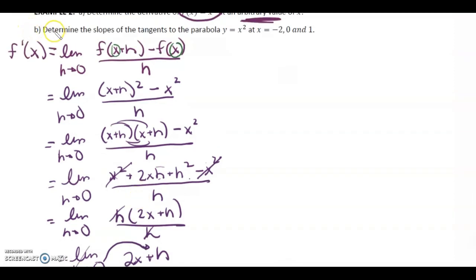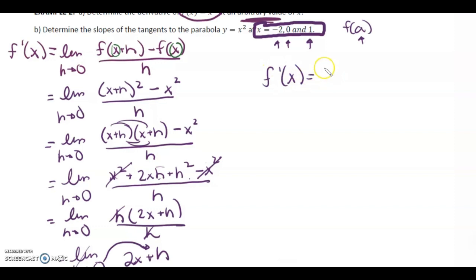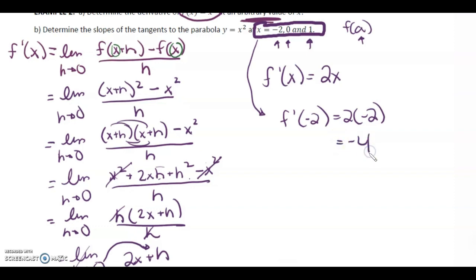So for b, it asks us, determine the slopes of the tangents to the parabola y equals x squared at these 3 points. Following the f at a formula, where we actually sub in the a, would be very tedious to do for 3 different points. So what we actually did is we found f prime at x, and we found this to be 2x. Now we can say, okay, what's f prime at -2? And then sub in the -2. Well, f prime at -2 is -4.